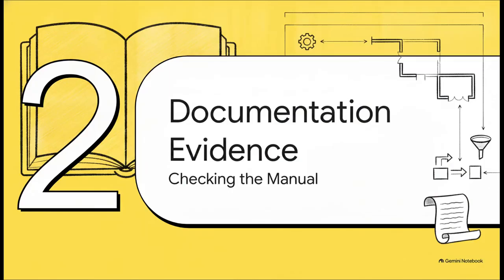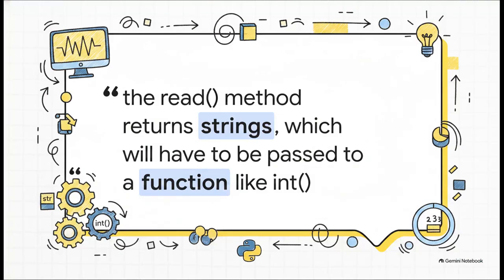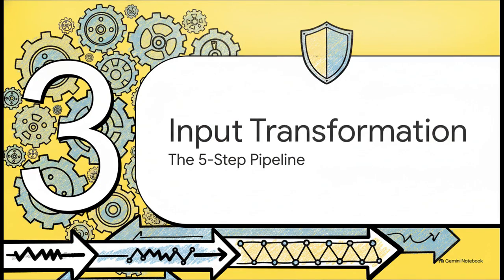Section 2. Documentation evidence, checking the manual. In programming, we don't guess, right? We check the manual. And the official Python documentation brilliantly illustrates exactly what we were just talking about. Pulling directly from section 7.2.2 of the docs, it explicitly states that the read method only returns strings, which will have to be passed to a function like int, which takes a string like "123" and returns its numeric value 123. So the documentation completely debunks our misconception. Python receives text, and it's entirely up to you, the programmer, to actively transform it if you actually want a usable number.